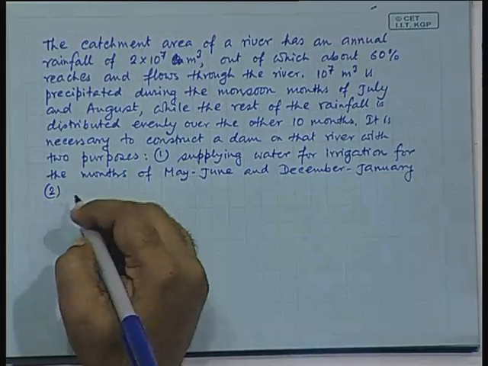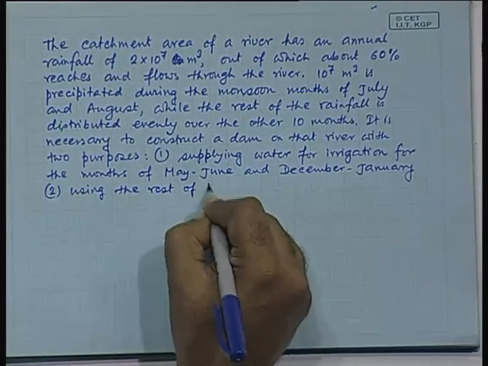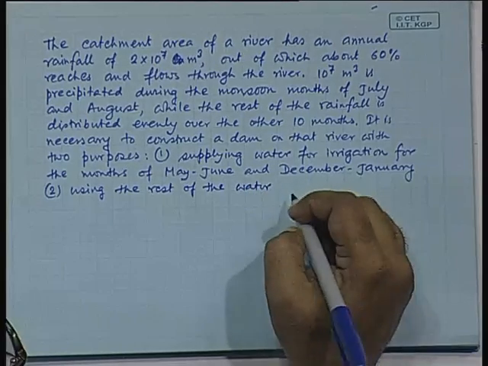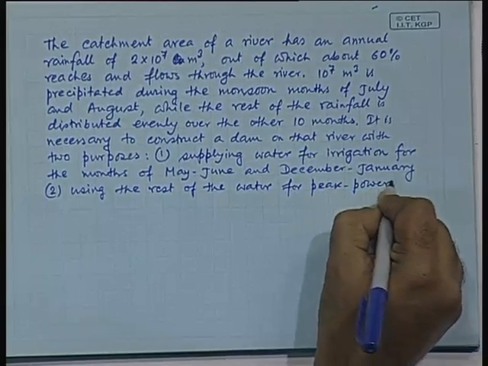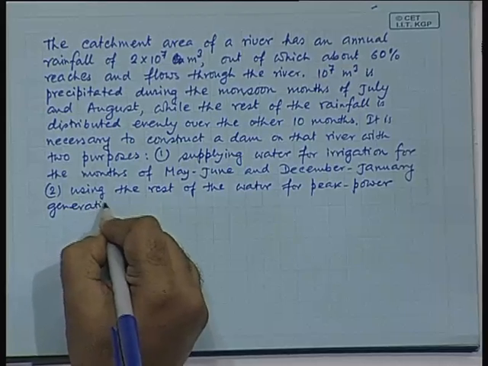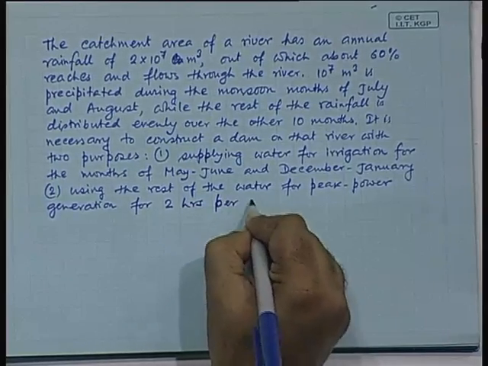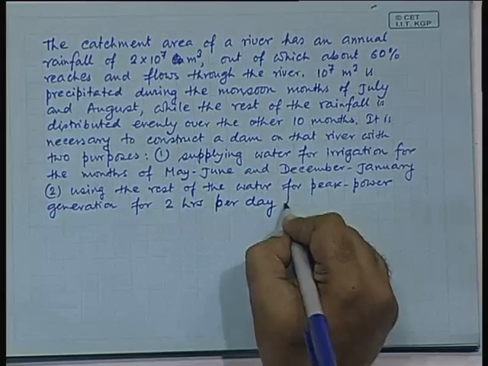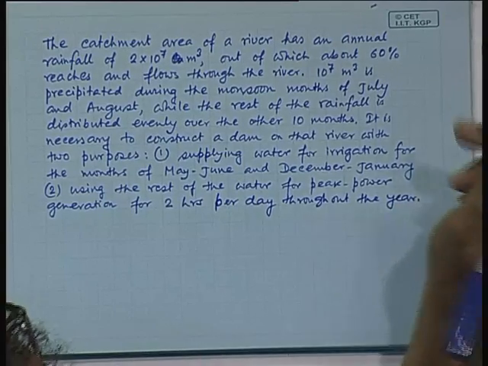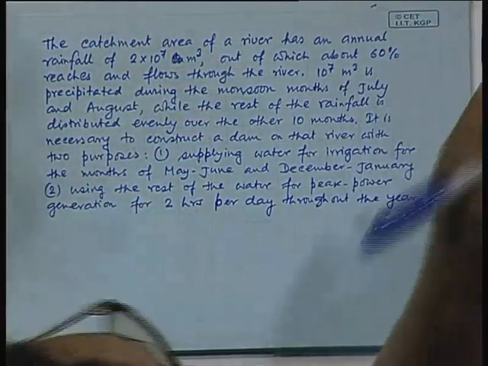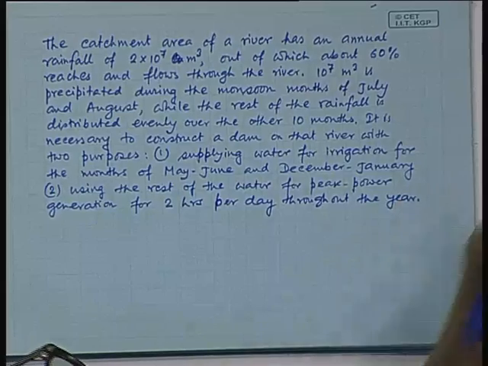And two, using the rest of the water for peak power generation for 2 hours per day throughout the year. Okay. So, there will be some amount of water necessary for irrigation, and the rest of it should be made available for peak power generation for 2 hours a day throughout the year.